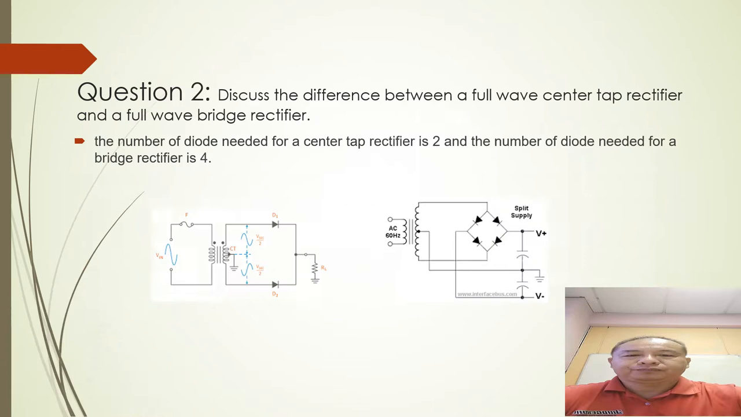Question 2. Discuss the difference between a full wave center tap rectifier and a full wave bridge rectifier. The number of diodes needed for a center tap rectifier is 2, and the number of diodes needed for a bridge rectifier is 4.